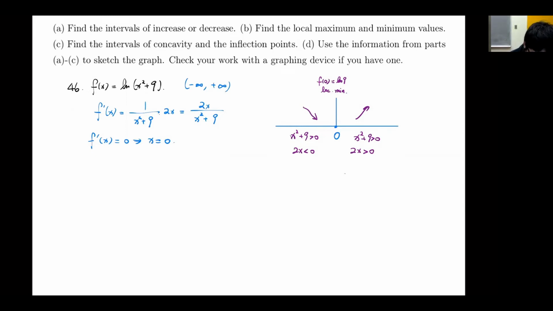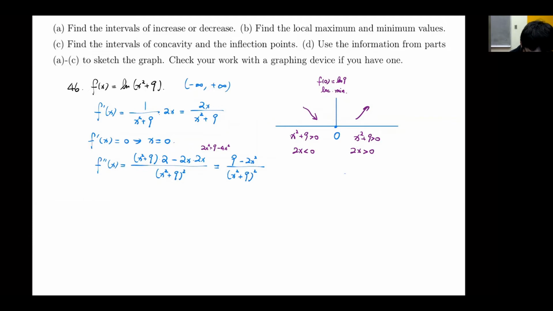So get the concavity, and this means I need to get the derivative of this fraction, and I can simply use the quotient rule. So square the denominator, then denominator times the numerator prime minus numerator times the denominator prime. Denominator prime is simply 2x. All right, so then the numerator of this is going to be 2x squared plus 9 minus 4x squared. And then I will get a nice polynomial, namely 9 minus 2x squared divided by x squared plus 9 squared.